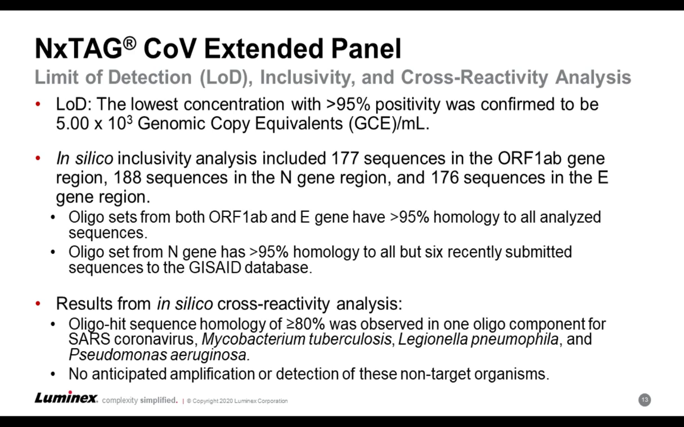We've also done some in silico inclusivity analysis, which included 177 sequences of the ORF1ab gene, 188 sequences of the N gene, and 176 different sequences of the E gene. We were able to show that we had over 95% homology to all analyzed sequences. We're also able to show that the analogous set for the N gene was over 95% homologous to all but 6 recently submitted sequences to the gene database.